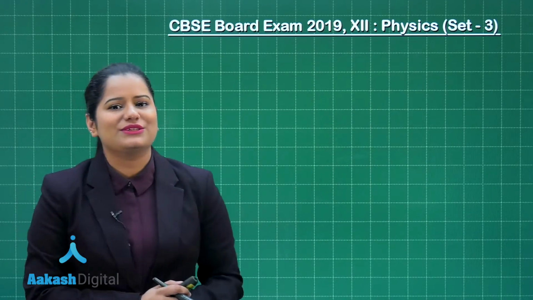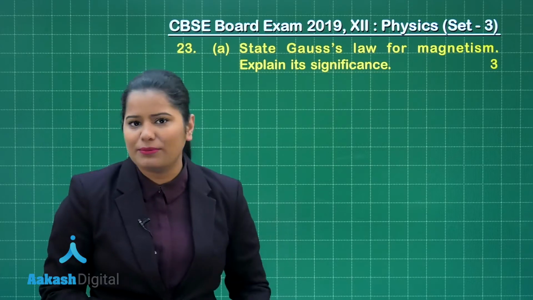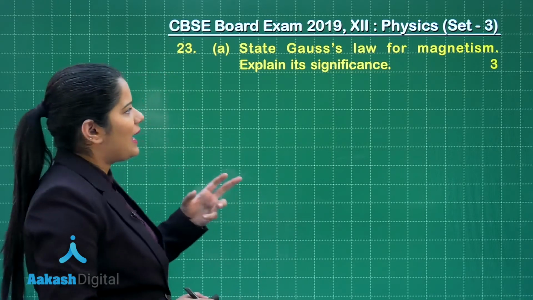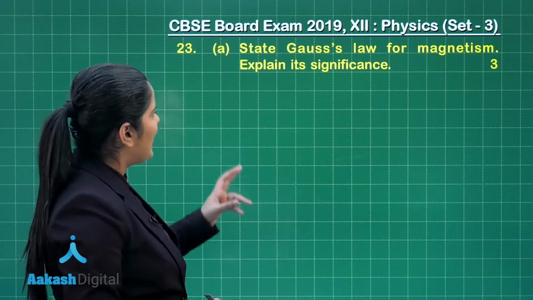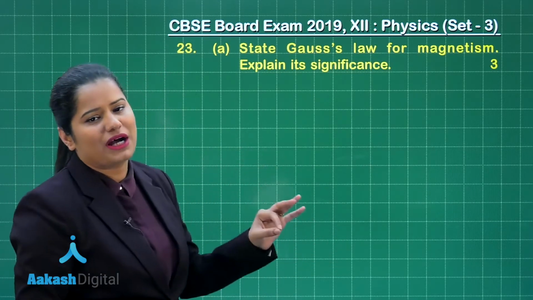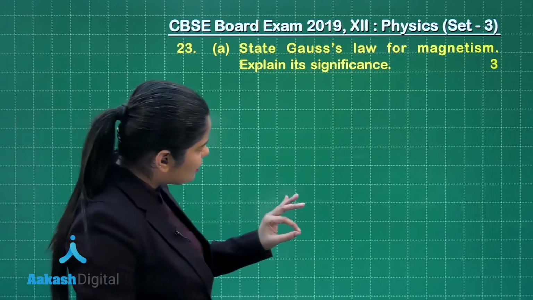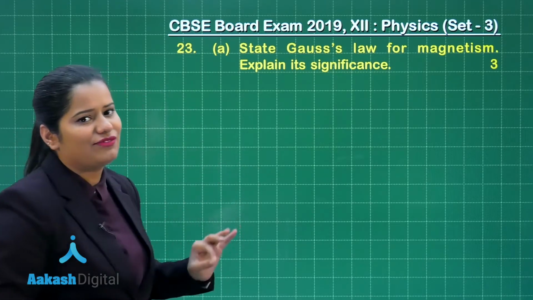Hey, so now it's our turn to take up question number 23, which also holds 3 marks. We were also given a choice in this question, and we are going to deal with the first choice of this question first. And here we have the first part of the first choice. This says: state Gauss law for magnetism and explain its significance.